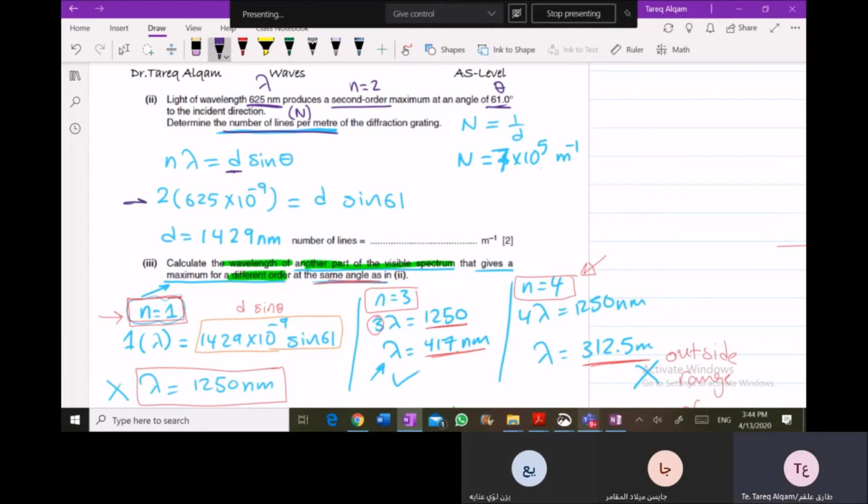Direct substitution to the formula. Second order, wavelength 625 times 10 to the power minus 9, equals d sine 61. If I do this calculation, I will get that the distance is 1,429 nanometers, by the way. I can find N by dividing 1 over d. So the result will be 7 times 10 to the power 5 meter to the power minus 1.